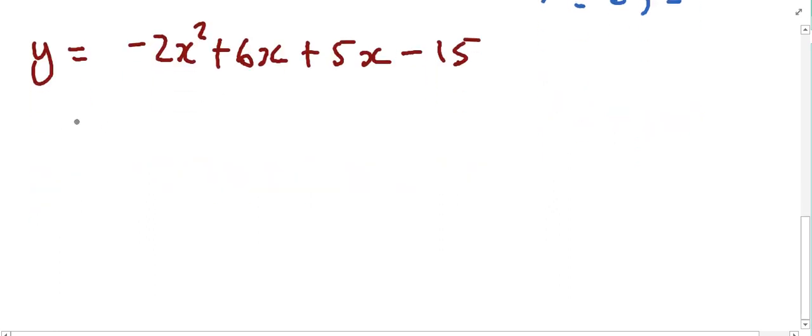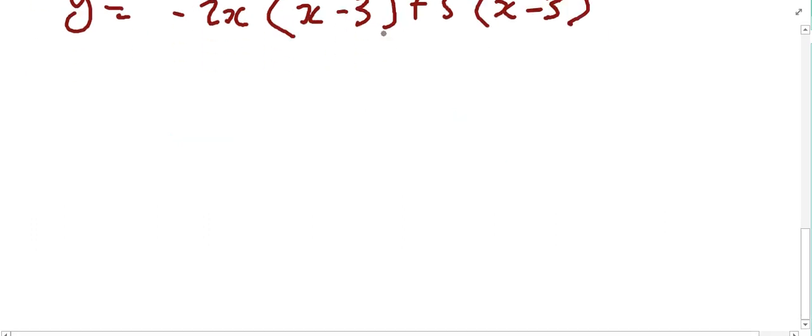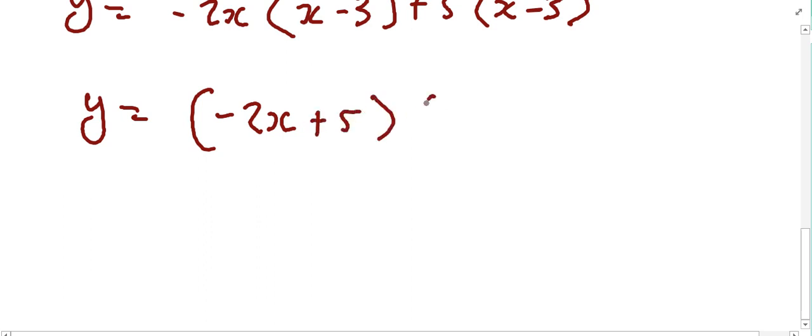We can factorize by grouping, whereby we say y is equal to negative 2x, and this will give us x minus 3. And then there you're going to say 5, and it will give you x minus 3. Okay, so that's what we have gotten after doing that. So you can easily group those two. So y is equal to negative 2x plus 5, open cross bracket, and x minus 3. Okay, so that's what we have had here.